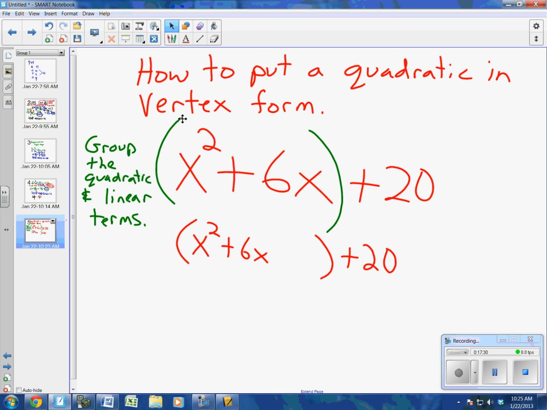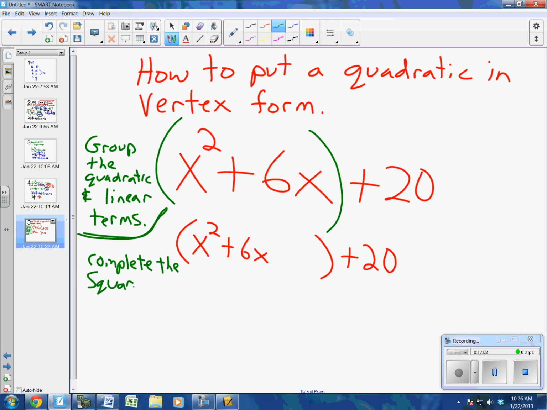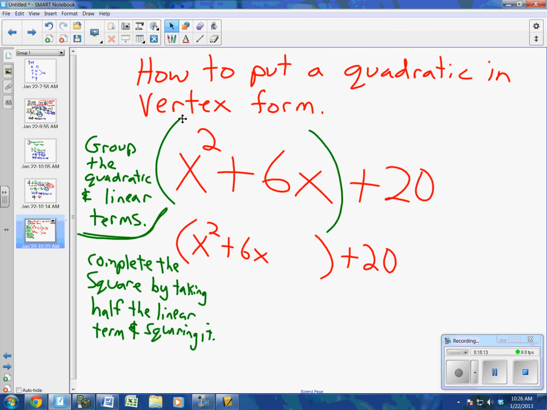Okay, now, second step. I would be writing these down. Some of you guys get confused on this. This will give you a chance. Okay, step 2 is you're going to complete the square by taking half the linear term and squaring it. Okay, let me ask you guys, which term is the linear term? This is going to be on your test too, to know which is the linear term. The 6x, right, is your linear term.